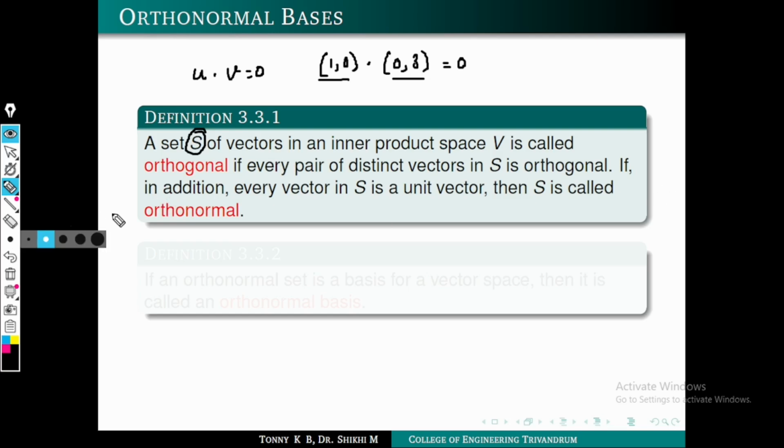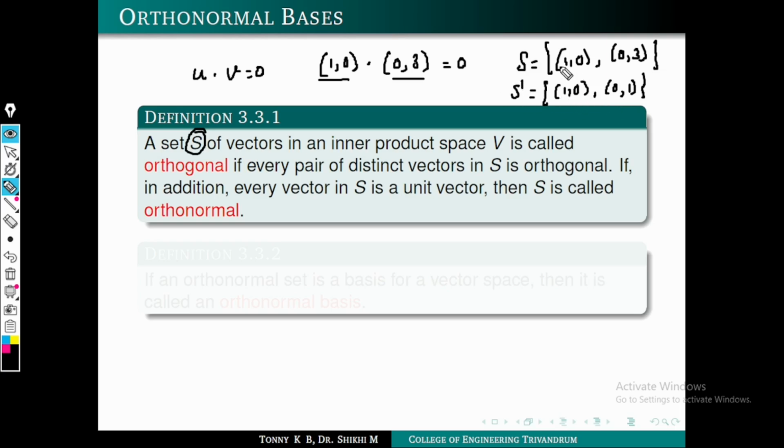And if in addition, every vector in S is a unit vector, then S is called an orthonormal set of vectors. If we consider the set (1, 0) and (0, 3), this is an orthogonal set of vectors because these two vectors are orthogonal. And if I take the vectors (1, 0) and (0, 1), it is an orthonormal set of vectors because these two vectors are orthogonal and each one is a unit vector. So we can conclude that this set S dash is an orthonormal set of vectors and S is an orthogonal set of vectors.